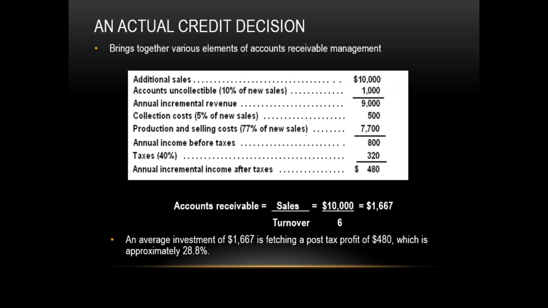Here's an example of an actual credit decision. It brings together various elements of accounts receivable management. Accounts receivable is sales over turnover, which would be 1667. An average investment of 1667 is fetching a post-tax profit of 480, which is approximately 28.8%.